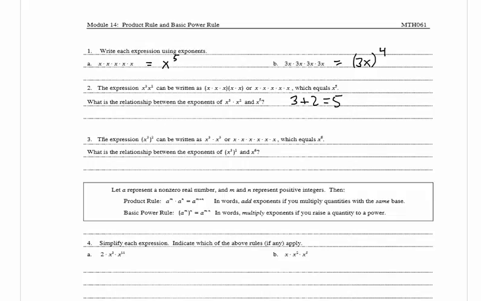In 3, it says the expression x cubed squared can be written as x cubed times x cubed, or x times x times x times x times x times x, and this equals x to the 6th. And they want to know what the relationship is between the exponents of x cubed squared and x to the 6th. And if we were to multiply 3 times 2, it's equal to 6. So if we raise a quantity to a power, then we multiply their exponents.